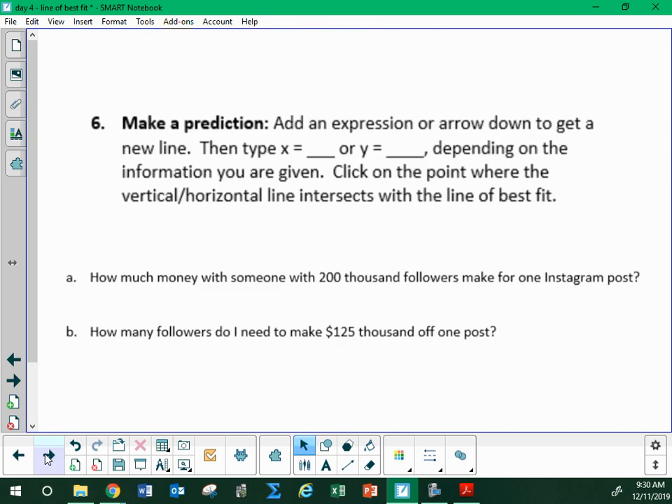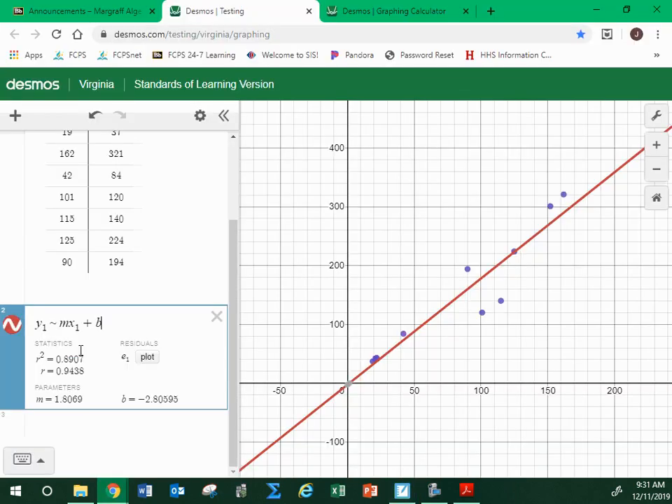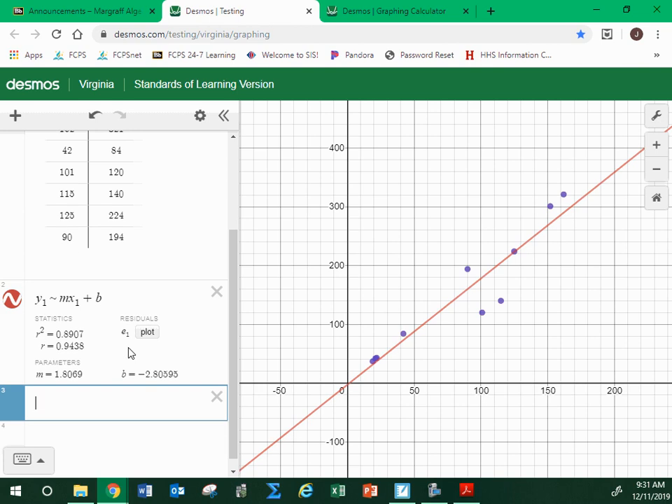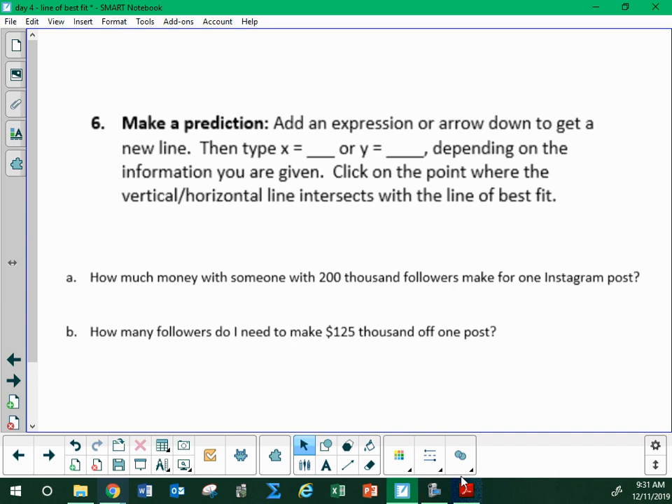Now, like we said, sometimes we want to make a prediction. And these are common types of questions on the SOL and on our assessments. When we want to make a prediction, we're going to add an expression or just arrow down. So we're going to do more on Desmos. We just arrow down or add an expression, and then we have to enter in a little more information. You're going to type either x equals or y equals, depending upon what question it's asking. And then you're just going to look to see where they intersect. What does it mean where lines intersect? What does it mean if they're intersecting?